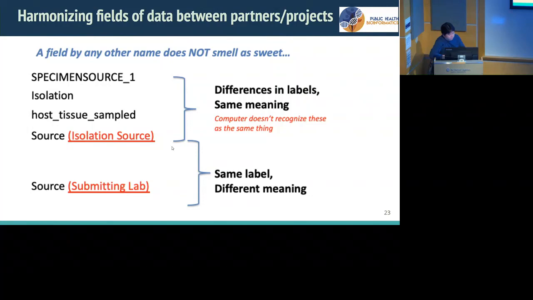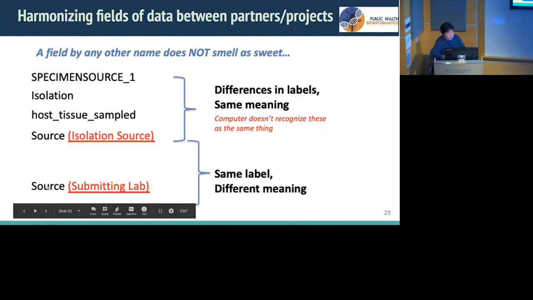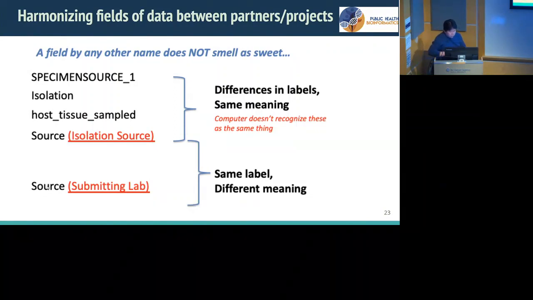The flip side of the coin is that the same word, source, could also be used in different contexts and for different meanings. So in the first, as I mentioned, it stands for the isolation source, but in another database, source could mean the submitting lab rather than the source of the sample. So how do you disambiguate these types of ambiguities?